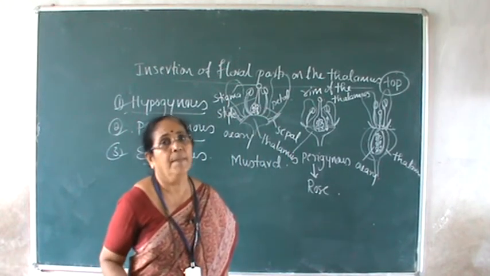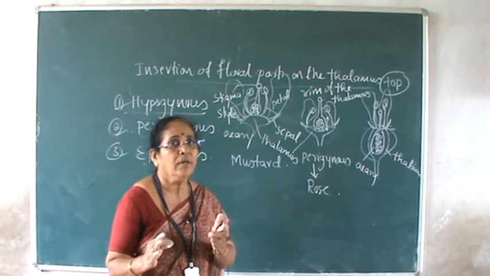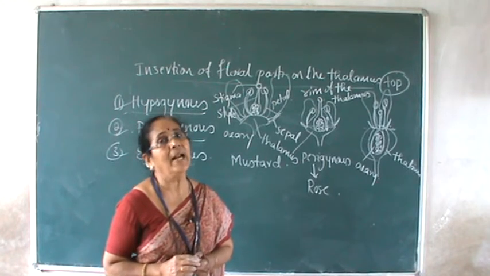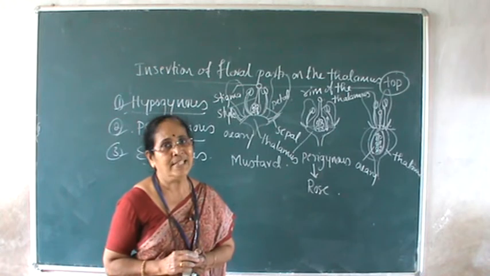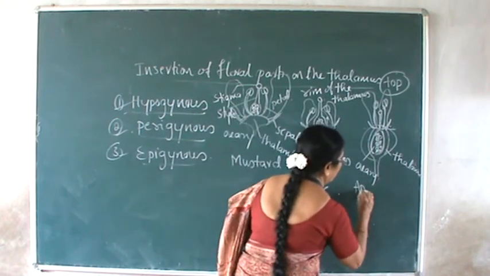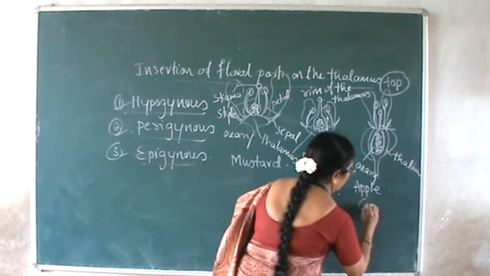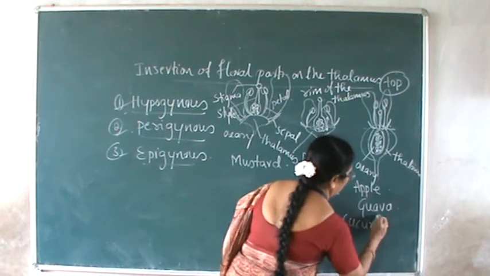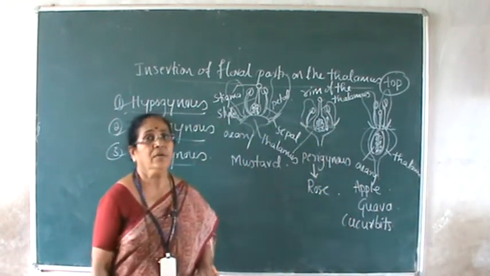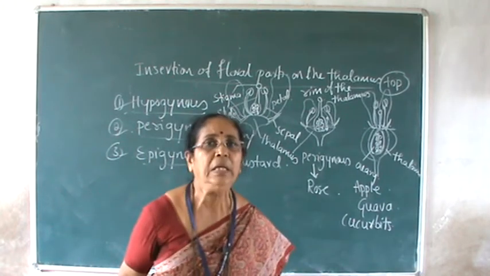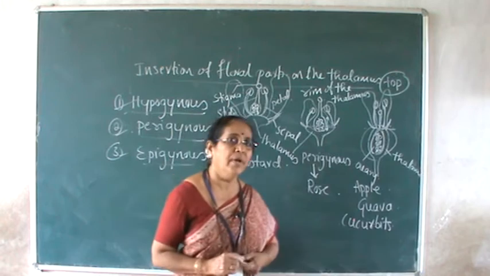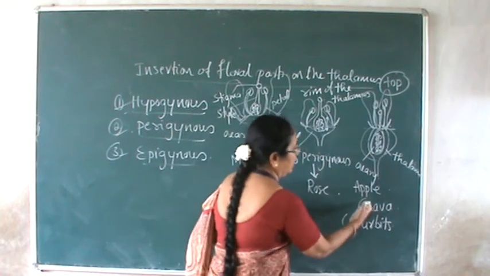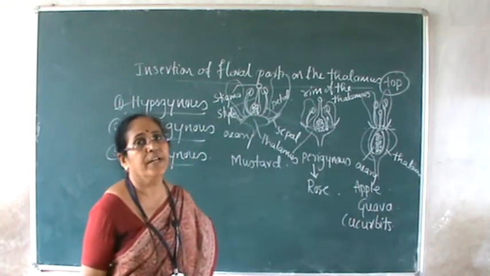This kind of flowers are many. You can quote many of the examples. If you have seen such kind of flower, then you can write down the examples. I'll give the example. Guava, Psidium guajava, is an example. Apple is an example for this kind of flower. Apple, guava, all cucurbits. All these cucurbits means cucumber, bitter gourd, snake gourd, ridge gourd. All of them belong to the Cucurbitaceae family. All the members of Cucurbitaceae, guava, apple are examples for the epigynous condition of the flower.